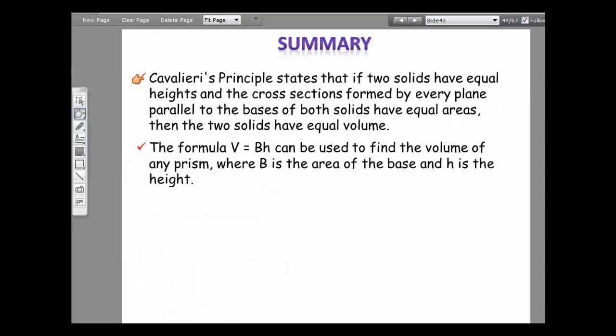Okay, what we learned today: Cavalieri's principle states that if two solids have equal heights and the cross sections formed by every plane parallel to the bases of both solids have equal areas, then the two solids have equal volume. Remember, what you want to know is that equal heights and equal areas of the cross sections give equal volume. The formula V equals capital B times H can be used to find the volume of any prism, where B is the area of the base and H is the height.